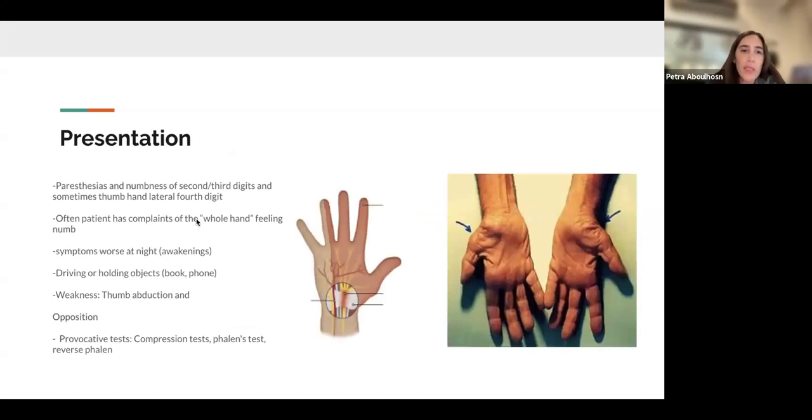Presentations, we do have paresthesia, numbness of the second, third digits, and sometimes thumb, hand, and lateral fourth digit. Usually patients complain of numbness in the whole hand because they can't differentiate. Here we do have nighttime awakenings. That's one thing that you could differentiate from a pathology of the median nerve higher up. And then we have weakness. If it's more severe, we have weakness of the thumb adduction and opposition. And then we all know the provocative tests that we can do on exam.